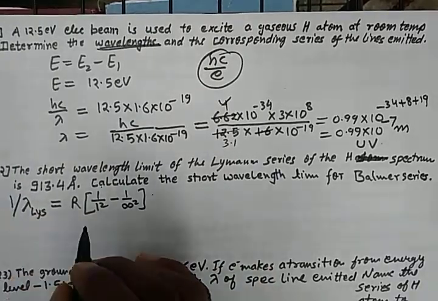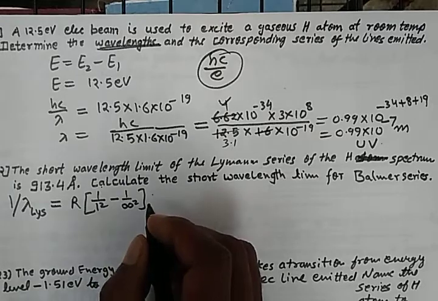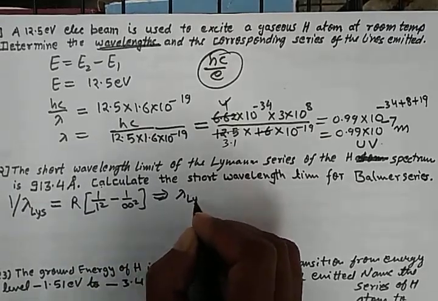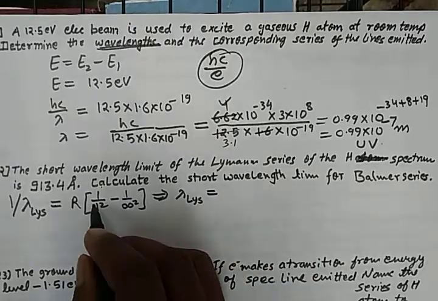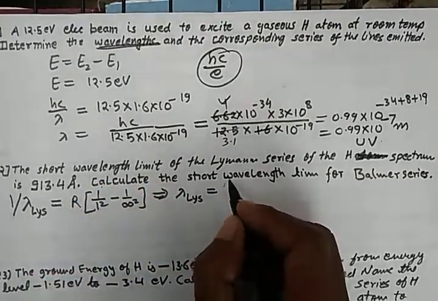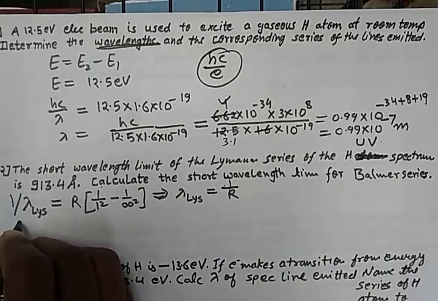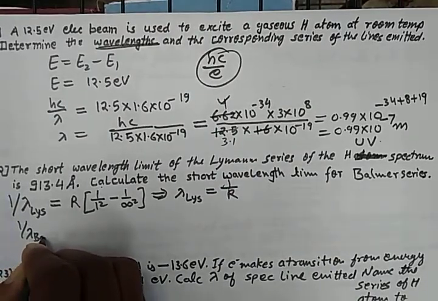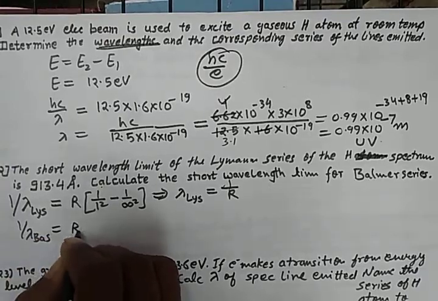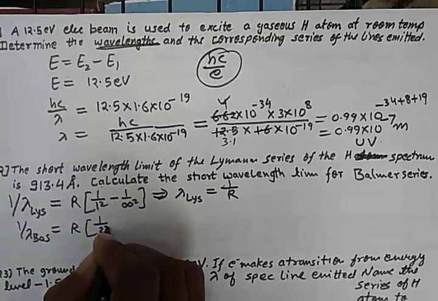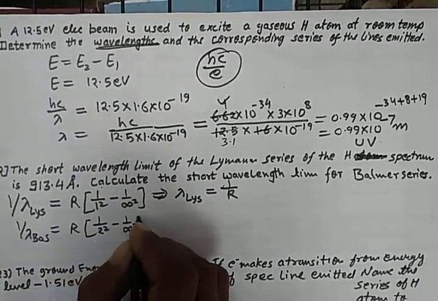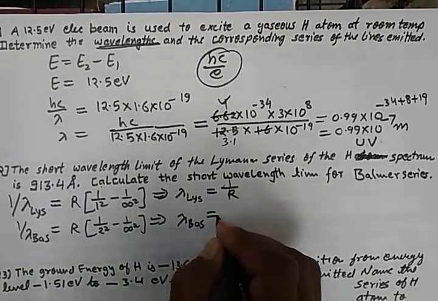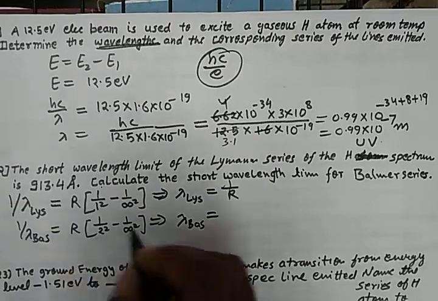So these are the mistakes. Oh, I had done the blunder. So that will be 1 upon R, and 1 upon lambda Balmer short is R 1 upon 2 square minus 1 upon infinite square. So lambda Balmer short is 1 by 4, so 4 by R.